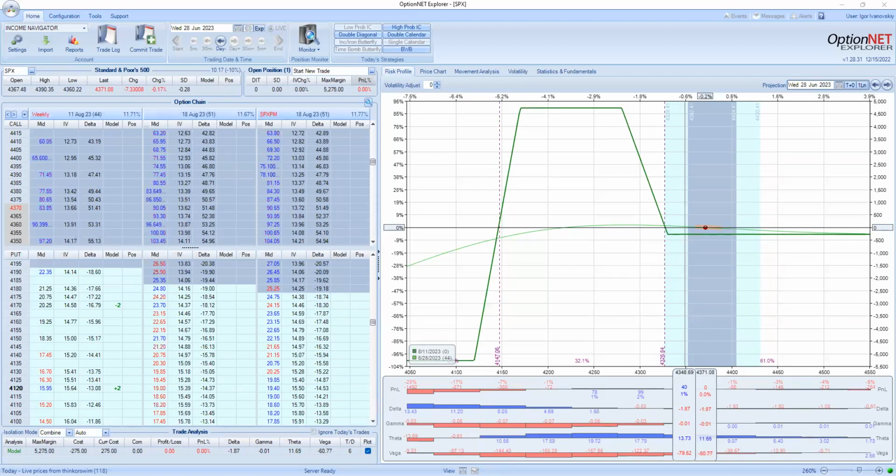One more thing I want to touch on is position sizing. As far as position sizing goes, in this example that we looked at just now, we have a debit to enter. Debit is 270. The broker is going to ask for $5,270 to put this trade on.